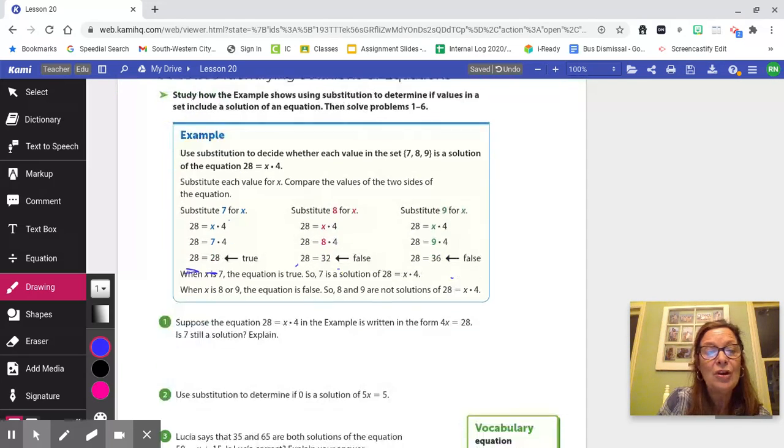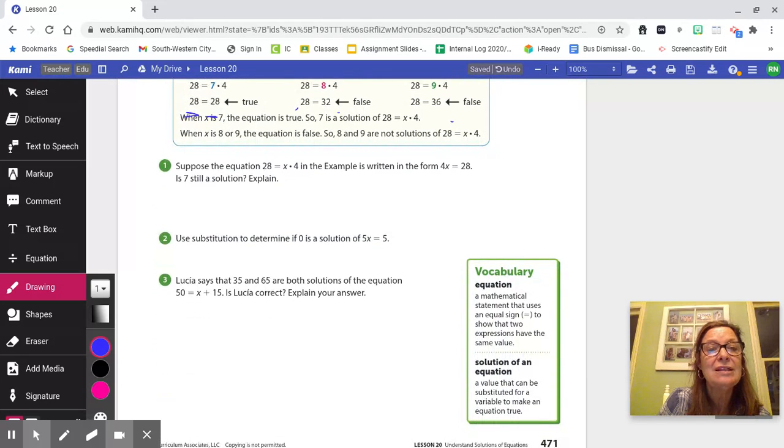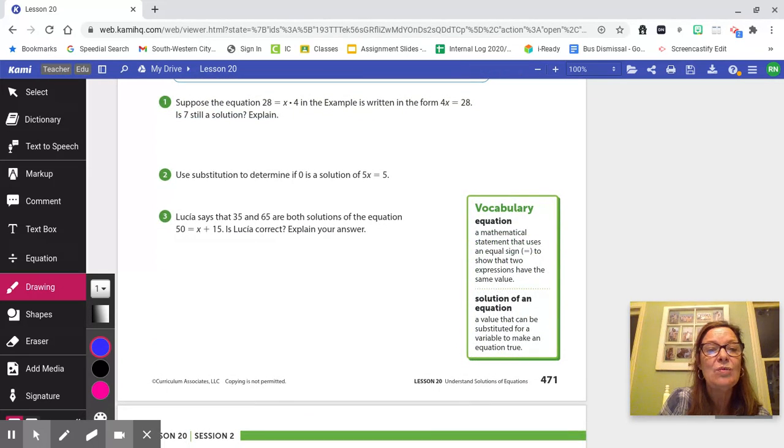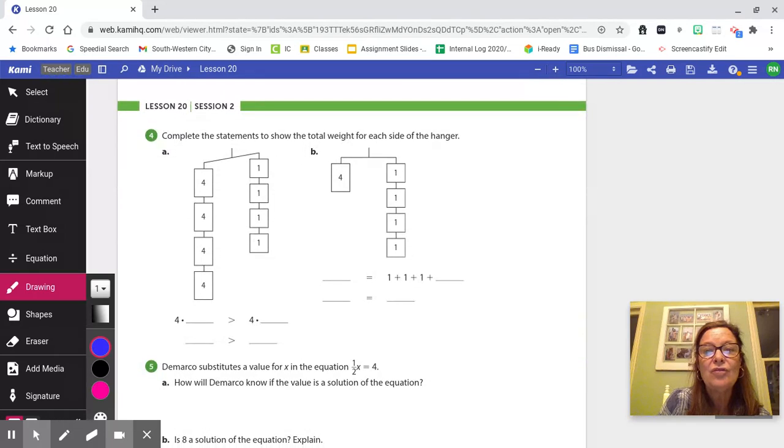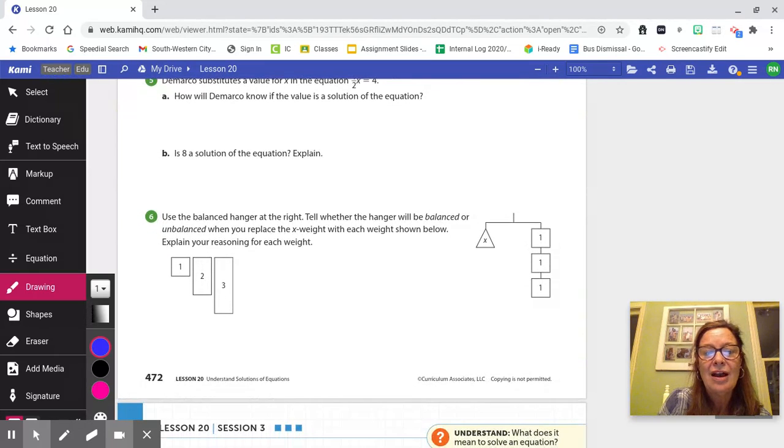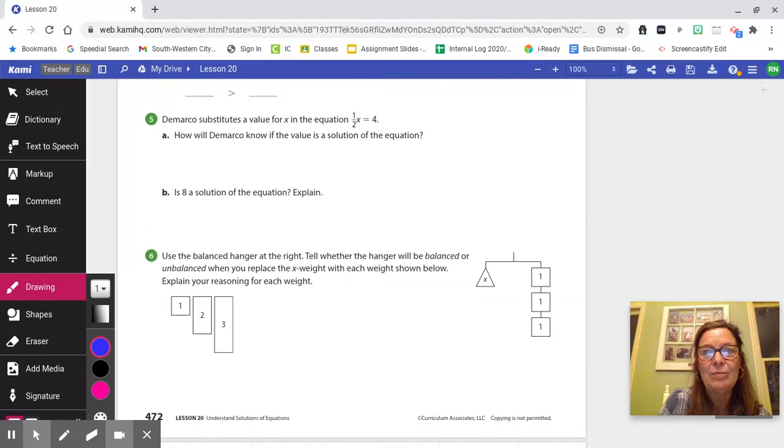So for your homework, you need to do the rest of these problems on 471 and on page 472. I think you're going to find that they are pretty easy, so I don't think it'll take you very long.